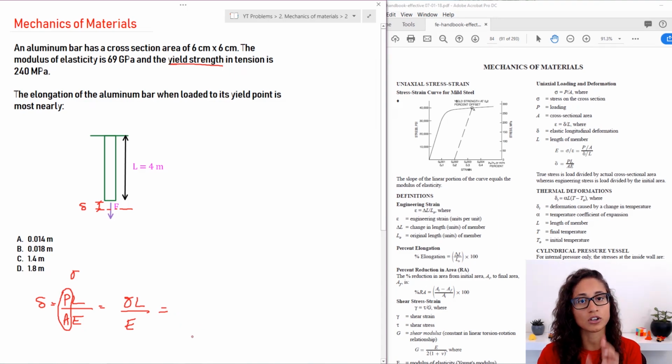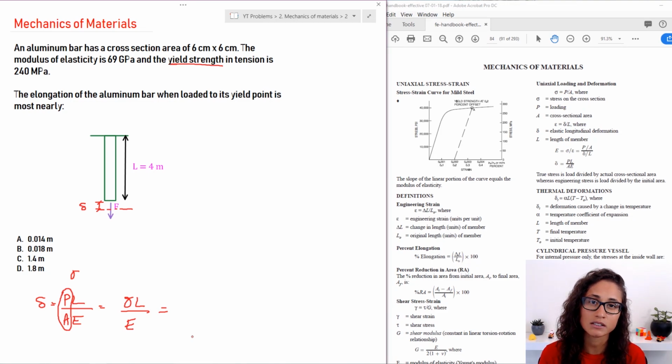We can rewrite this equation this way, and now all we have to do is plug in the numbers. The only thing, guys, when you're using this equation, just be careful with the units, because a lot of times your stress and your Young's modulus have slightly different units. You will see here how we're going to do it. So I just want you to remember that, okay? Just make sure all your units cancel.